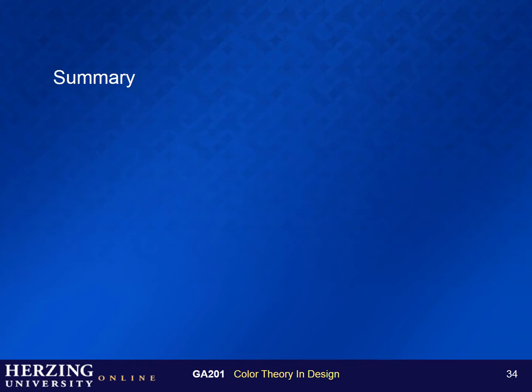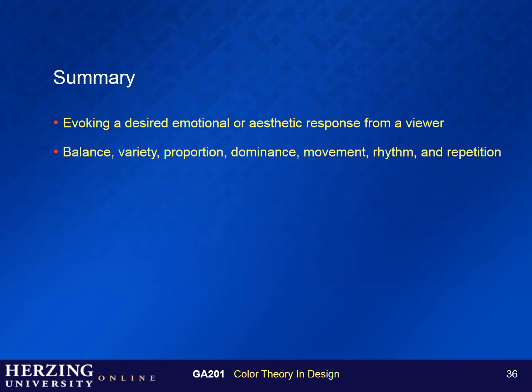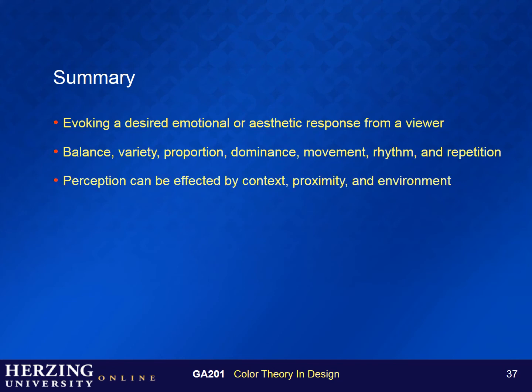Summary. As we've seen, many factors contribute to creating a harmonious color palette. Above all, creating a harmonious palette is about evoking a desired emotional or aesthetic response from a viewer. Designers should refer to the organizing principles of balance, variety, proportion, dominance, movement, rhythm, and repetition when choosing a color palette. Many factors can affect a viewer's perception of a color palette, including context, proximity, and environment.